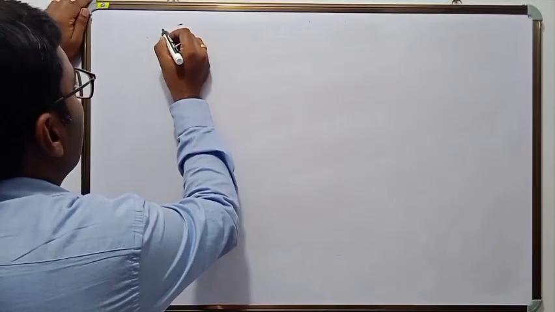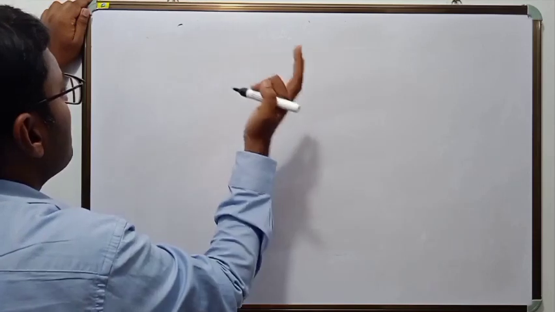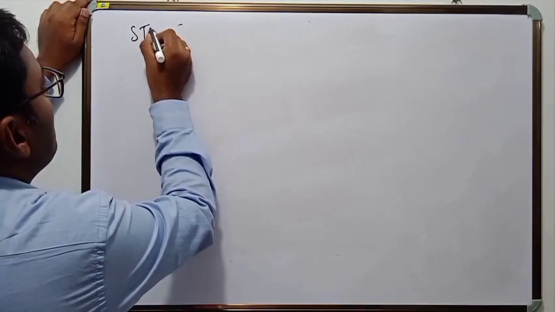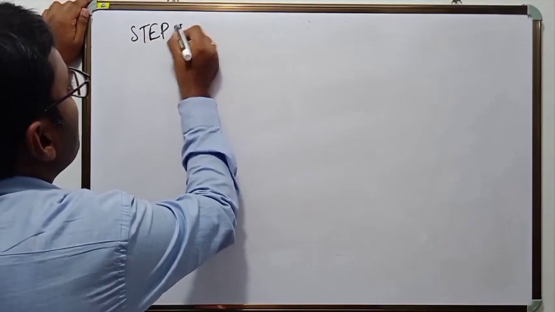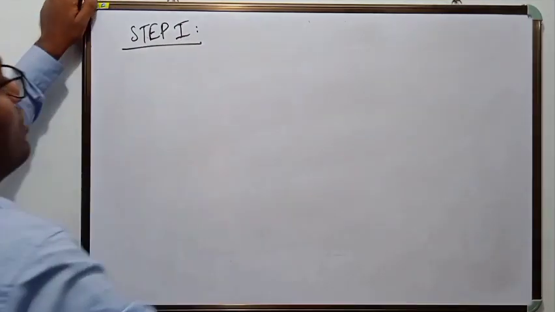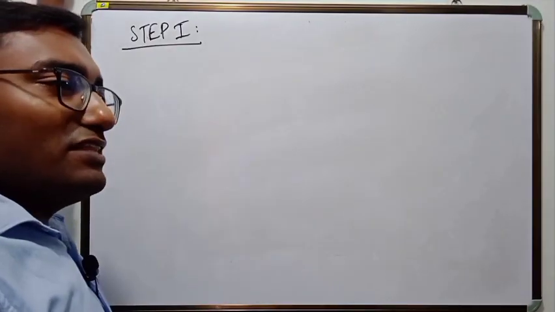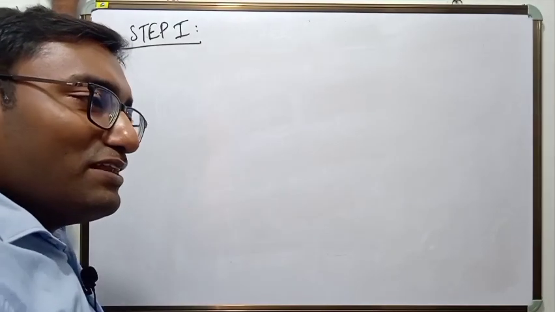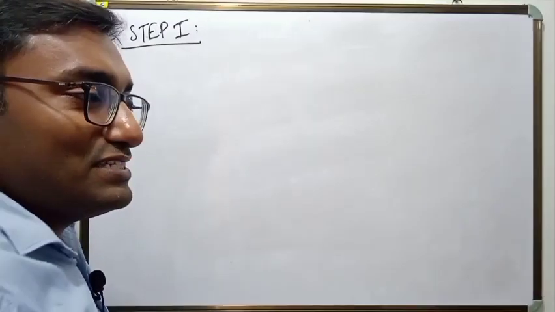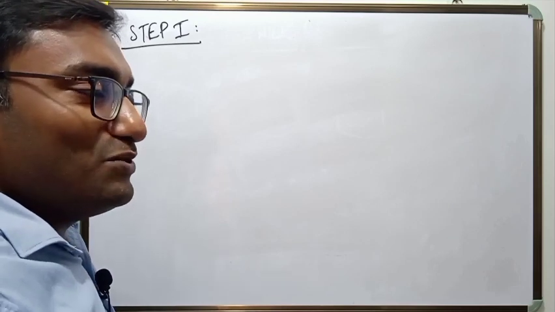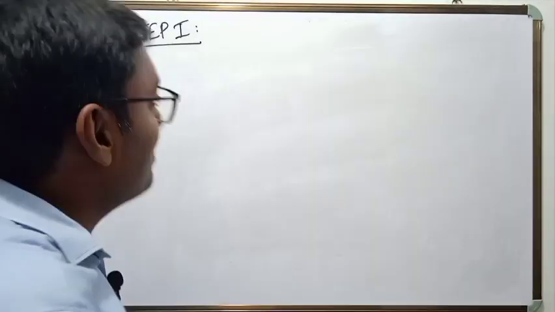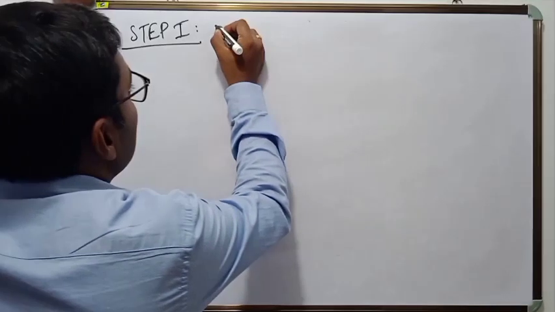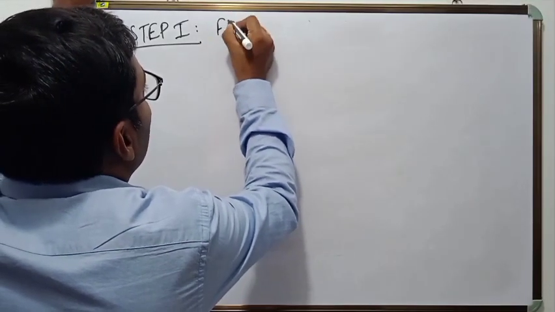Now we will see the steps in electrophilic aromatic substitution. There are 3 steps. Step number 1. Who is the problem maker here? The electrophile. In each cinema, normally the problem maker is the villain. The villain has to come from somewhere in the scene. Similarly, here also the electrophile has to come from somewhere. So step 1 is the formation of electrophile.